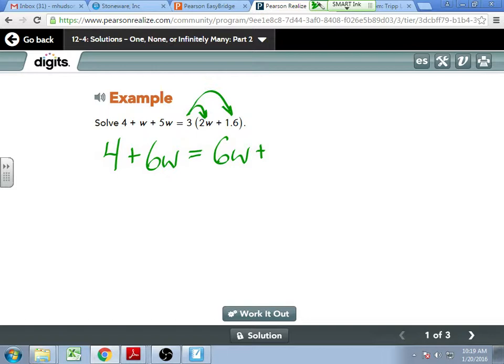When I distribute, I have 6w. What's 1.6 times 3? Well, what's 3 times 1? 3. 3 times 0.6, 6, 12, 18, or actually 1.8. So I get 4.8. Can anyone tell right now how many solutions we're going to have? Karen? Why?